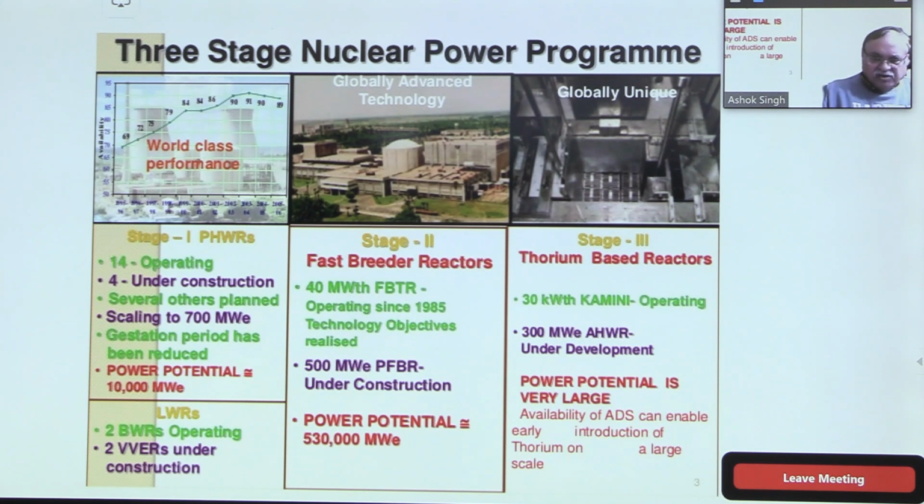India has the third stage also planned. Third stage is called the thorium-based reactors. As is well known, India has massive thorium reserves, particularly in Kerala. Monazite sands of Kerala have a lot of thorium.